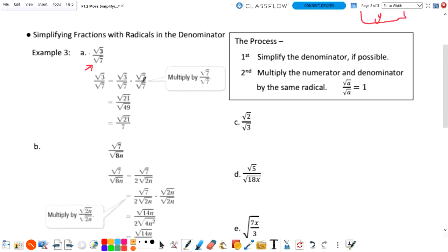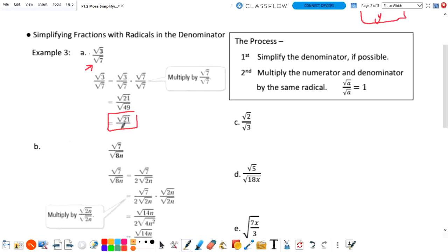So 3 times 7 gives us the square root of 21. 7 times 7 gives us the square root of 49, right? The reason we do that is 7 times 7 is obviously going to be a perfect square, right? It's going to be 7. So the square root of 49 is 7 because that's what we multiplied by each other in order to get that number. So our answer here is square root of 21 over 7.